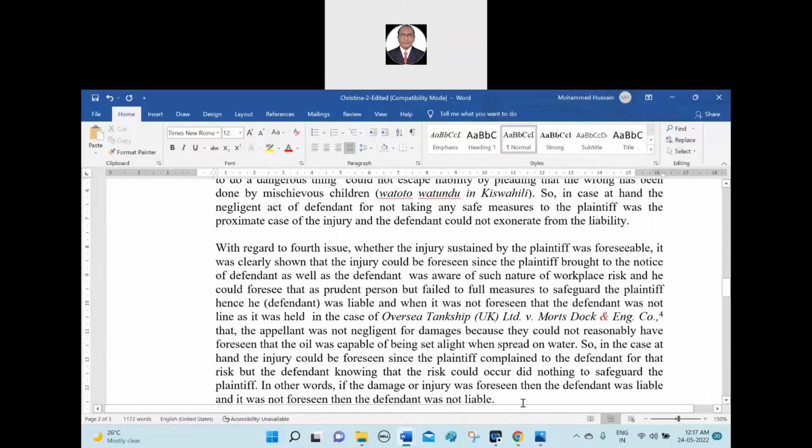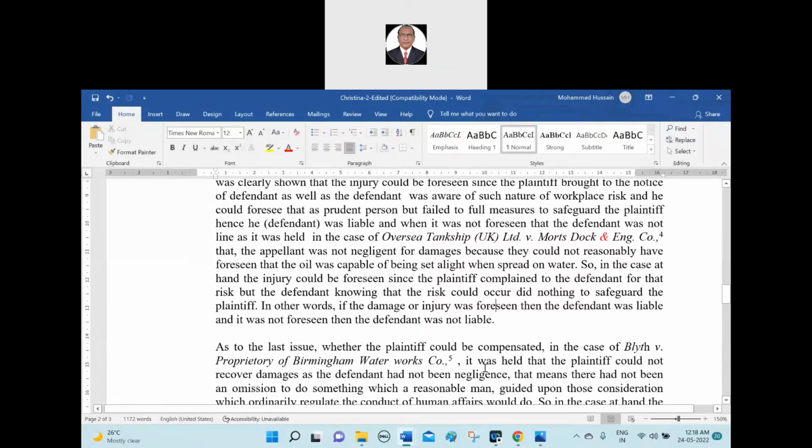See, I gave the example also. F-O-R-E hyphen head, H-E-A-D, forehead. I gave the hint. Four legs, F-O-R-E space legs, L-E-G-S, legs means front legs. But in spite of that also, you could not give me the answer very well. Foreseen, then the defendant was liable, and if it was not foreseen, the defendant was not liable.